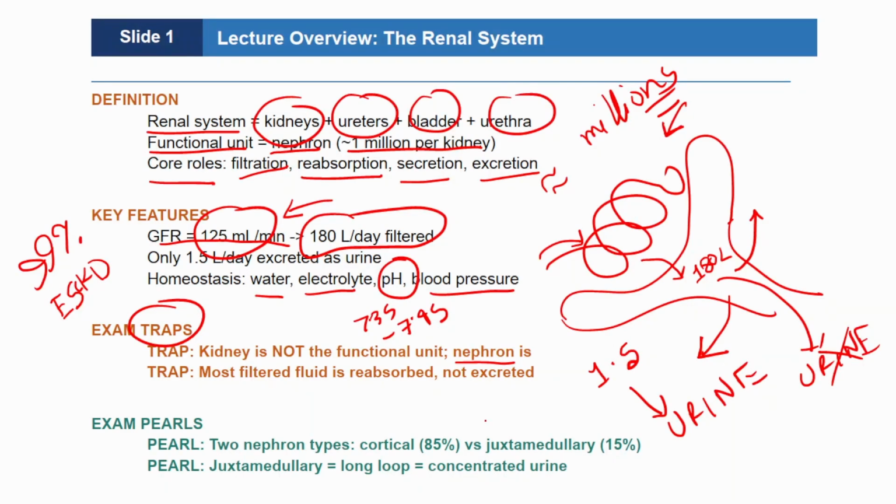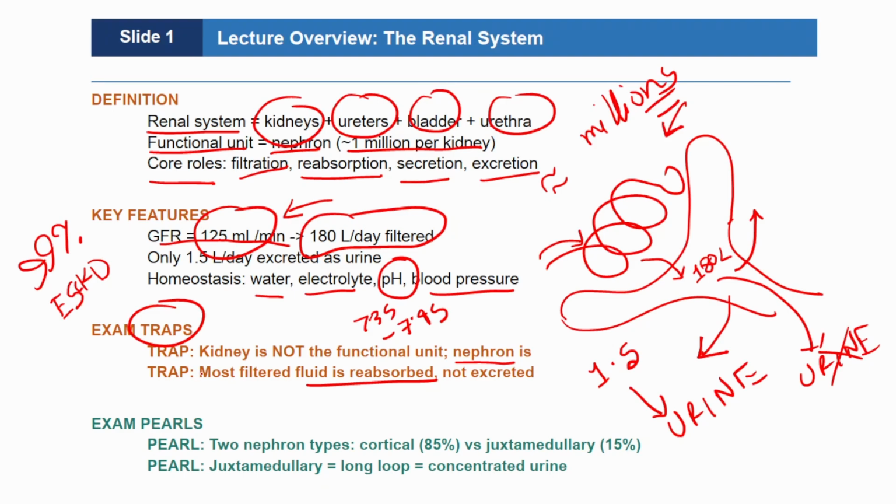Another major conceptual fallacy is assuming that the majority of filtered fluid is routinely excreted. The slide proves that the exact opposite is true. 99% of the massive 180 liters of daily filtrate is actively and passively reabsorbed back into the bloodstream, leaving only about 1% to be excreted as final urine.